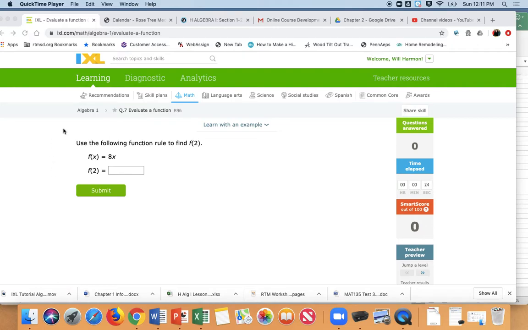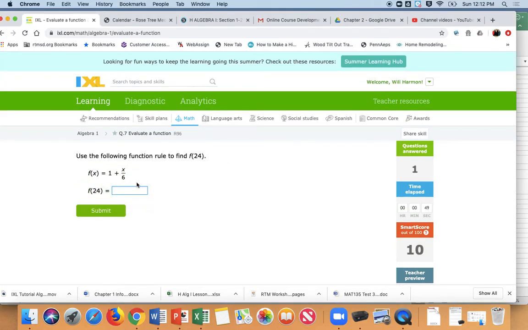So when I'm doing IXL Algebra 1 Q7, and it asks me to evaluate a function, I'm simply going to replace every x I see, in this case, with a 2. Notice from this line to this line, the difference between this f of x and this f of 2 is the x went from an x to a 2. So that's going to ask me to do 8 times 2, which is 16.